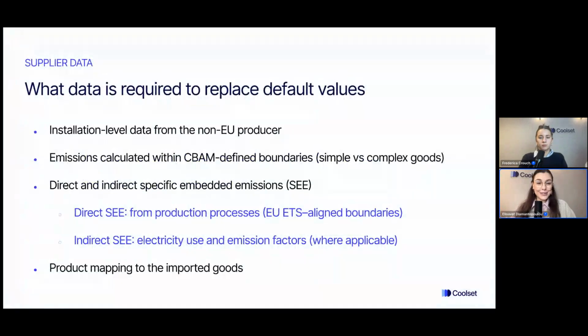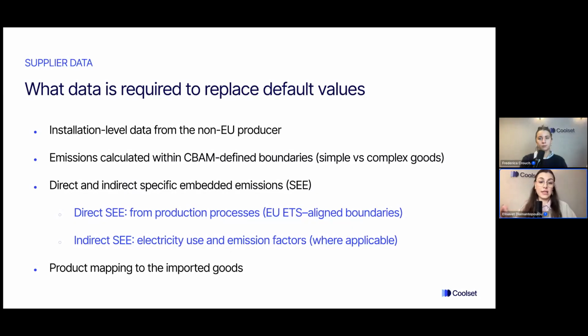What does it take in order to replace this? The first is you need installation level data. Essentially, you need to see what's happening in the factory, what's happening in the production site, and you need to collect specific data on the emissions of that installation. Emissions are also calculated within specific CBAM defined boundaries. So part of the information that you're going to get is which production processes, which machines are used, and how this impacts the calculations.